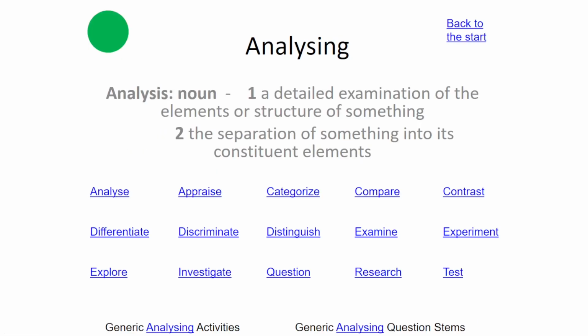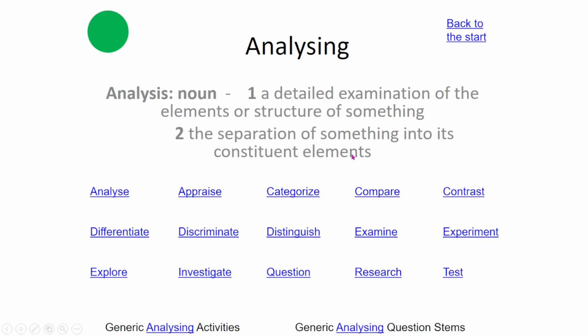Analysis is a noun. A detailed examination of the elements or structure of something. The separation of something into its constituents. So mostly we use the verbs analyze, appraise, categorize, compare, contrast, differentiate, discriminate, distinguish, examine, experiment, explore, investigate, question, research, and test.